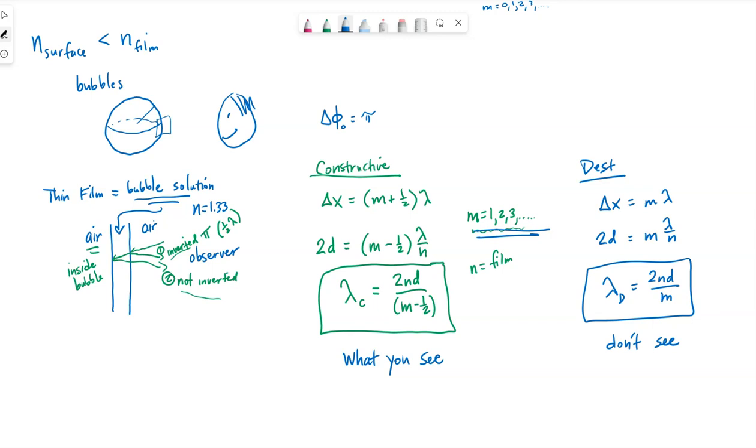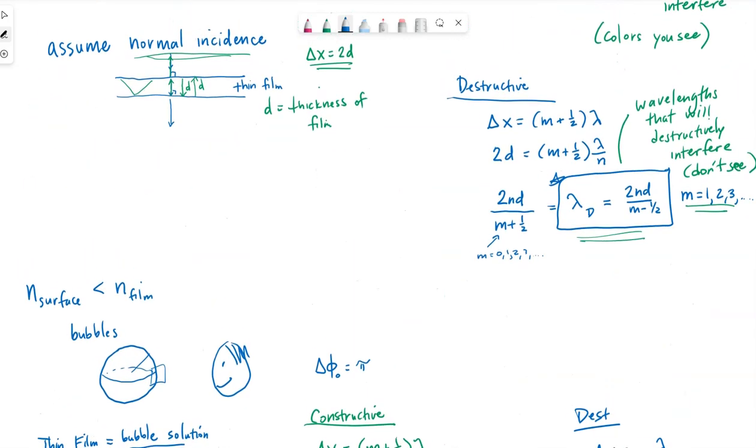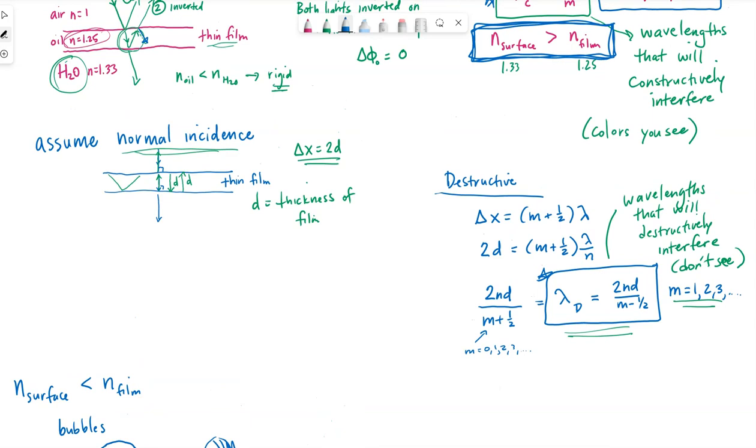As we solve our problems, we will need to identify whether n of the surface is less than n of the film, or if n of the surface is greater than n of the film. So I'm going to go through a few example problems. Once we identify that, we can then identify whether we want constructive or destructive interference and choose the appropriate equation to solve.